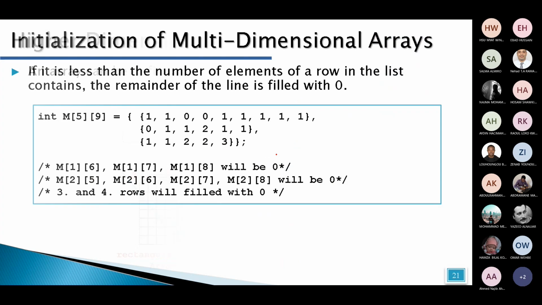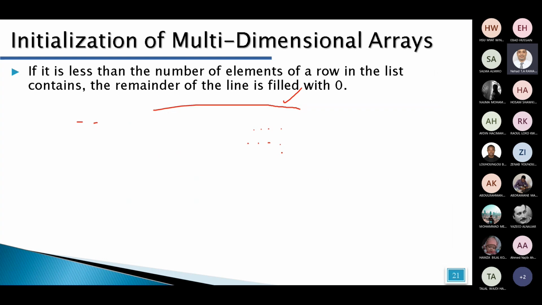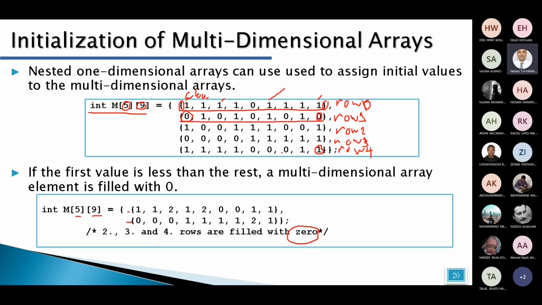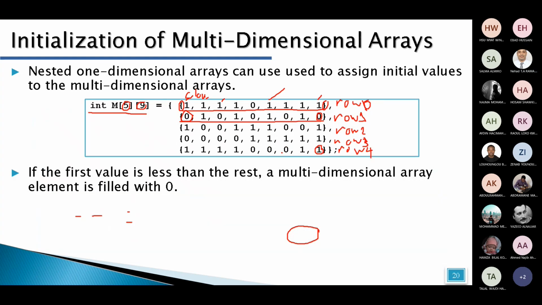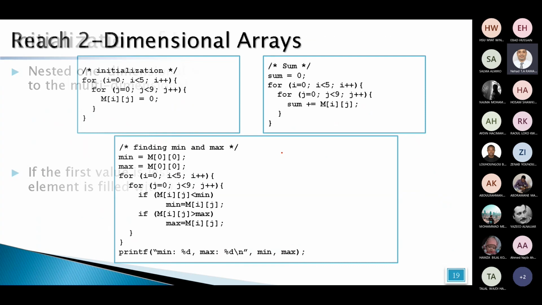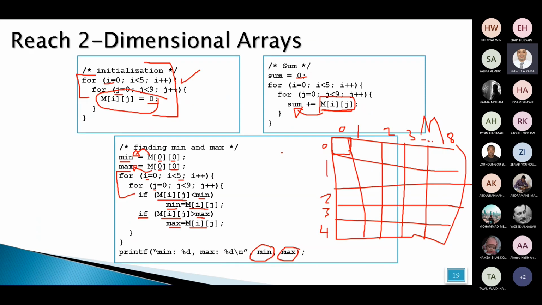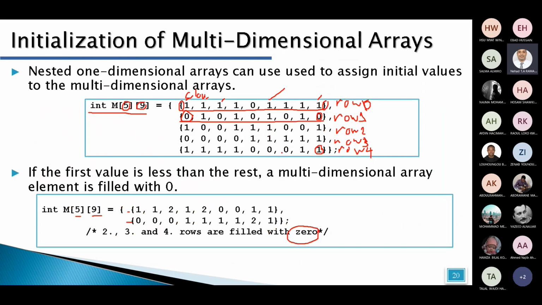So let's create code for a two-dimension array. Give initial value for this two-dimension array, and then try to find the maximum and minimum value, and try to get the summation also for the two-dimension array or the matrix.